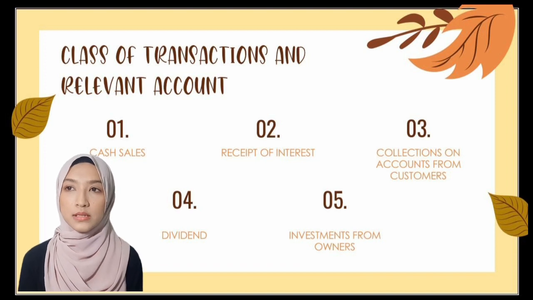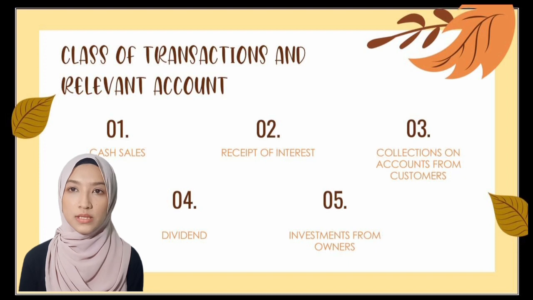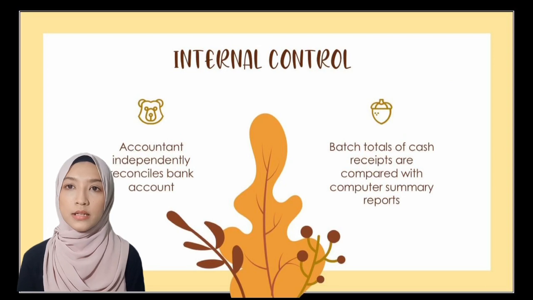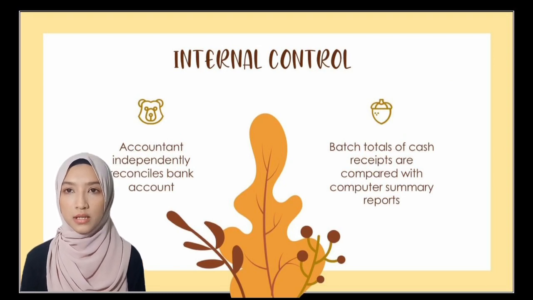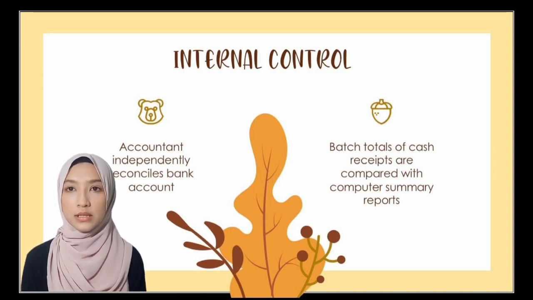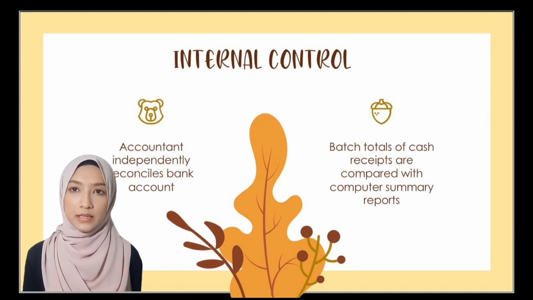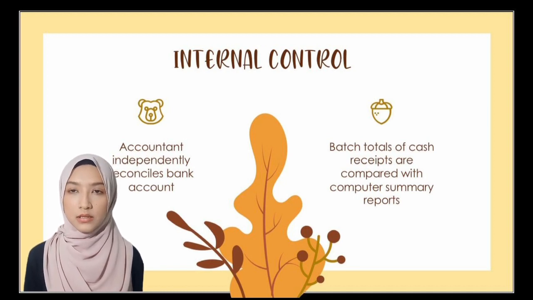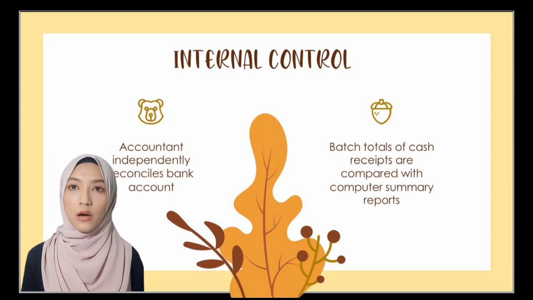The first one is cash sales. The second one is receipt of interest. The third one is collection on account from customers. The fourth one is dividend, and the last one is investment from owners. The internal control for this management assertion is the accountant independently reconciles the bank account. Batch totals of cash receipts are compared with computer summary reports.